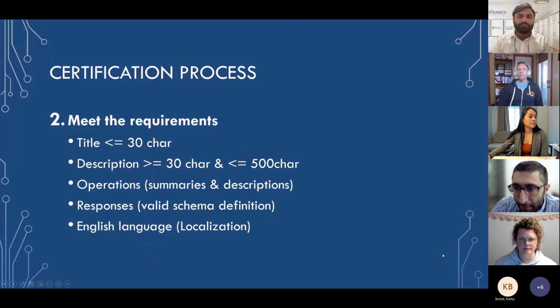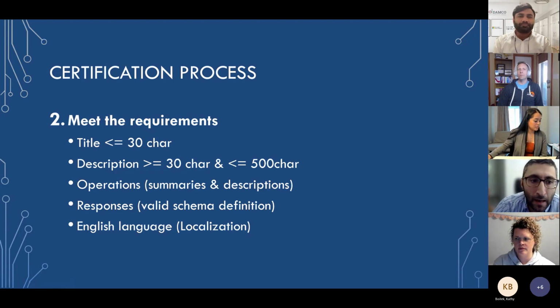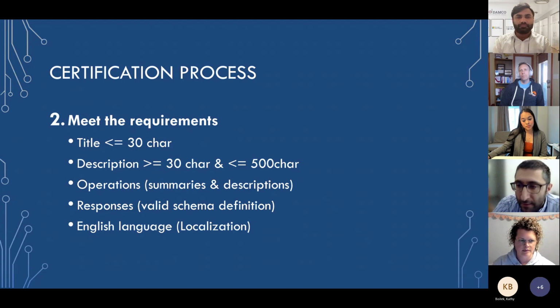we are going to start preparing the connector and getting the artifacts ready. This step is required from both partners, independent and verified publishers. They both need to meet the requirements from Microsoft. For example, the title of the connector should be less than 30 characters. The description should be between 30 and 500. All operations should have summaries and descriptions. Responses, for example, we do not allow default responses. You should define a proper response with a valid schema definition. The English language for all the files.